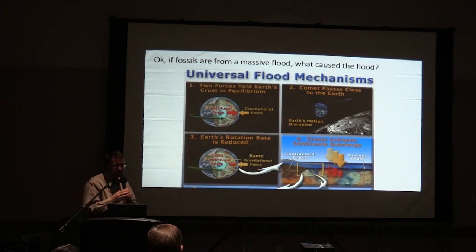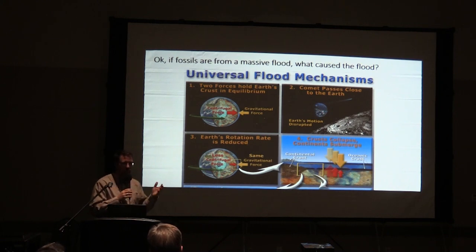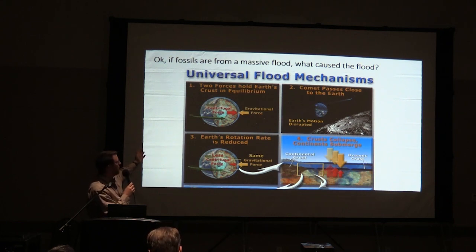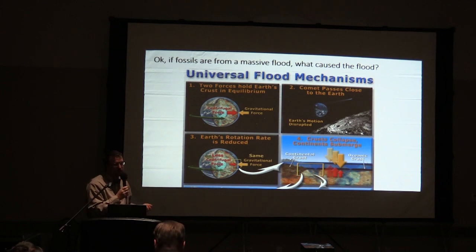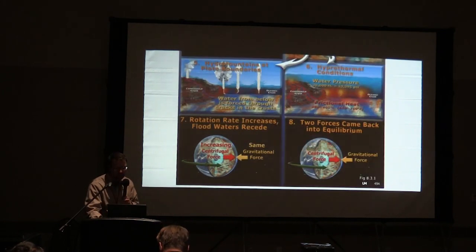So here's Dean's, you know, okay, so if the fossils were made in the flood, what caused the flood? So this is the idea here. You've got the centrifugal force of the outward pushing from the spinning and such, gravitational force pulling things back. And so if we have a comet that passes by, it disrupts that just enough to where you're going to get the crust, continental crust, and ocean crust submerging. So you've got floodwaters, not just from rain. Book of Noah says fountains broke open, okay?